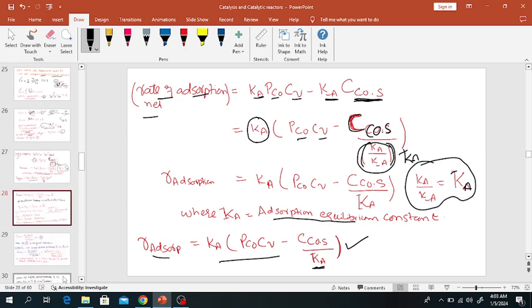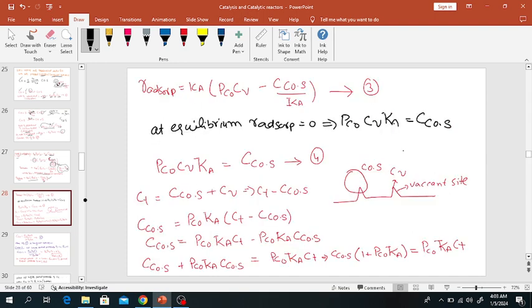Now the net rate of adsorption of carbon monoxide at the active site is equal to k_A times (P_CO C_v minus C_CO·S divided by the adsorption equilibrium constant). This is the net rate of adsorption of carbon monoxide on the active site. So at equilibrium, the net rate of adsorption will be equal to 0, because at equilibrium the rate of adsorption is equal to the rate of desorption, or the net rate of adsorption is equal to 0.